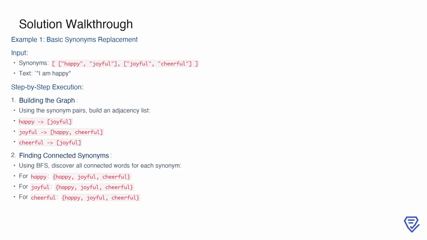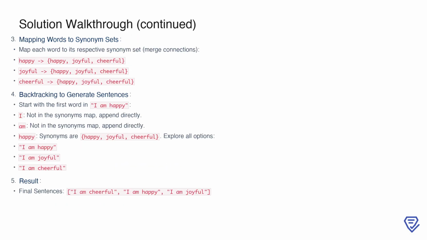Next, we use breadth-first search, or BFS, to find all the words connected in this graph. For happy, we discover the set of connected words: happy, joyful, and cheerful. Similarly, joyful and cheerful are part of the same set. This process ensures that all synonyms are grouped together, even if they are indirectly connected through other words. After identifying the connected groups of synonyms, we map each word to its respective synonym set. This creates a clear mapping where, for example, happy, joyful, and cheerful all point to the same group. This mapping allows us to quickly retrieve all possible synonyms for any word in the text.